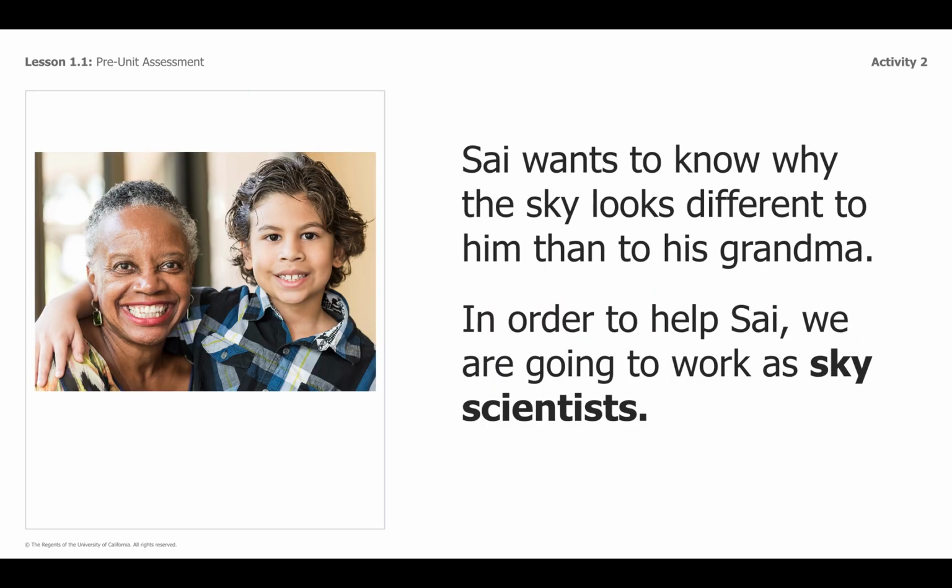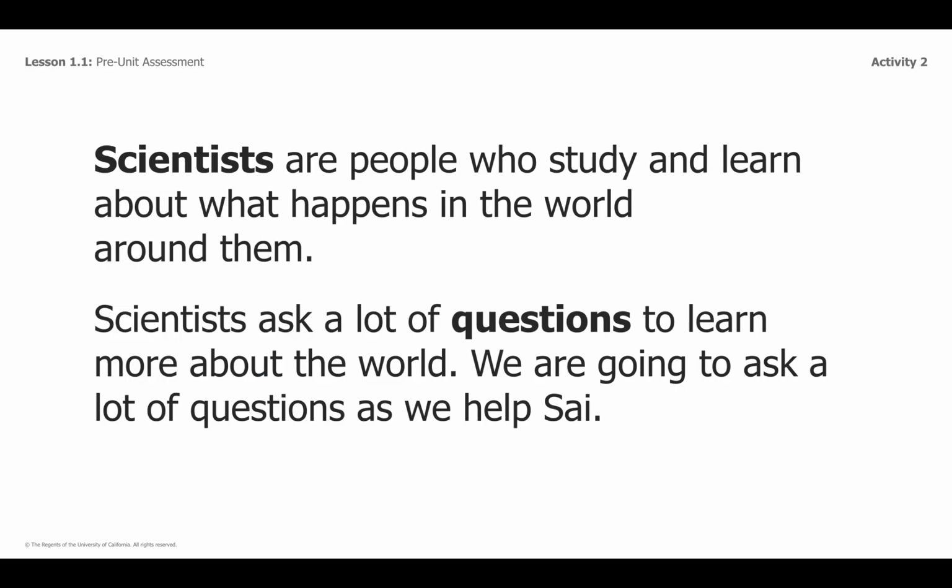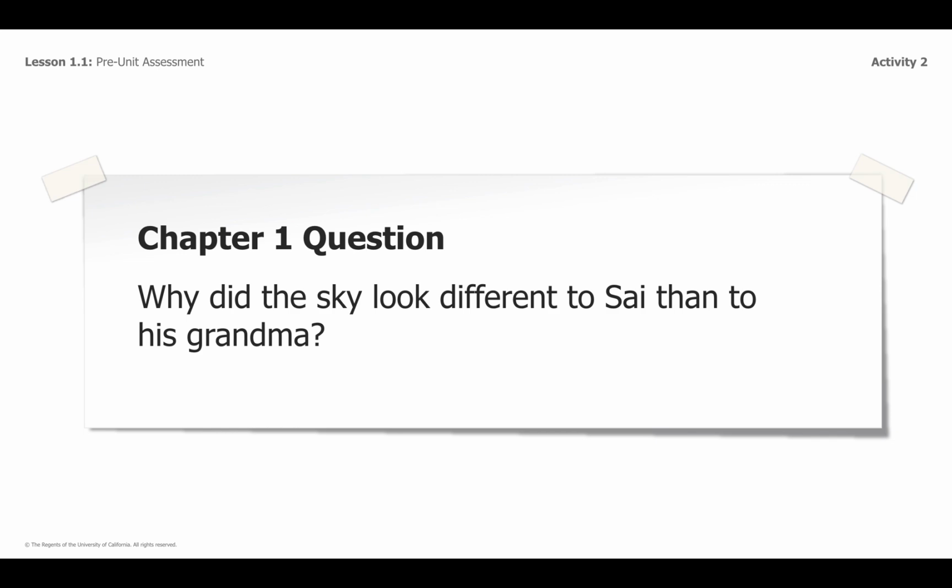Great. Okay, so Cy wants to know why the sky looks different to him than to his grandma, because you probably noticed the sky looks quite different. In one picture, there's the sun, in one picture, it's dark. And in order to help him, we're going to work as sky scientists. So you probably know what a scientist is, but just to give you a more precise definition, it's a person who studies and learns about what happens in the world around them. And one thing scientists do is ask lots of questions. So we're going to ask a lot of questions as we help Cy. And the first question we're going to answer is, why did the sky look different to Cy than to his grandma?